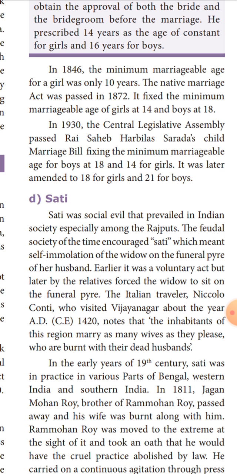After this act, there was another one, the Hindu Marriage Act of 1955. Under the Hindu Marriage Act of 1955, the minimum age of marriage for men was 21 and for women was 18.